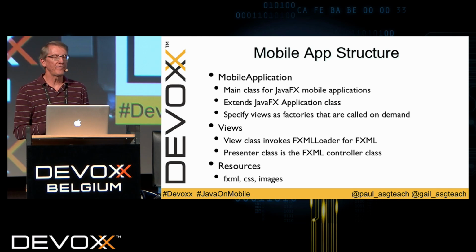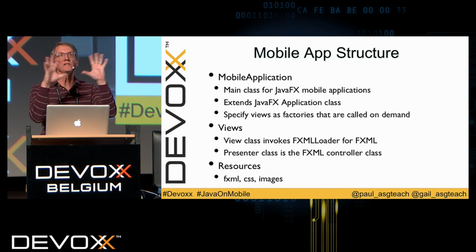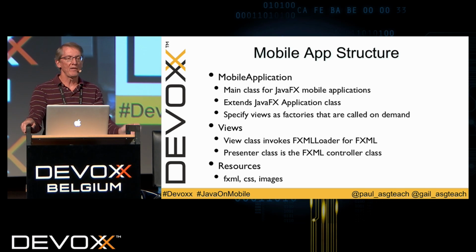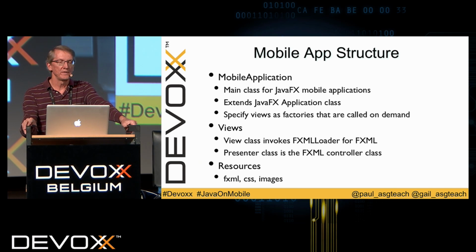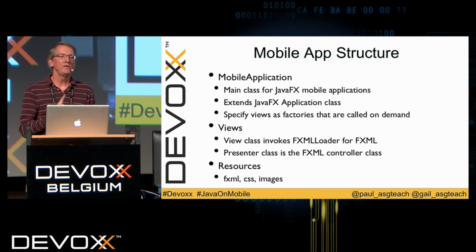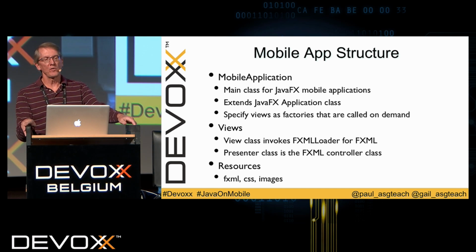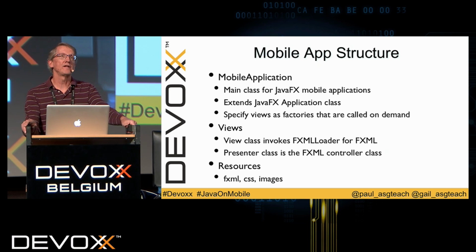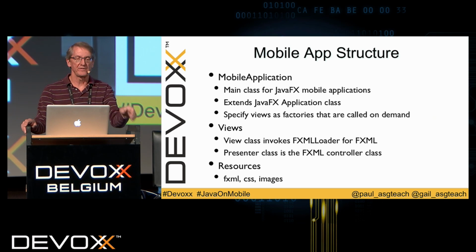Now, the FXML files, the CSS files, and any images that you might have in your mobile app all go in the resources folder. And again, Scene Builder is really nice to do your drag and drop to lay out your UIs. So in Capital Punishment, what you saw is we had a quiz view, we had a quiz presenter, we had FXML for the quiz, and we had CSS for the styling that you saw on some of the buttons.